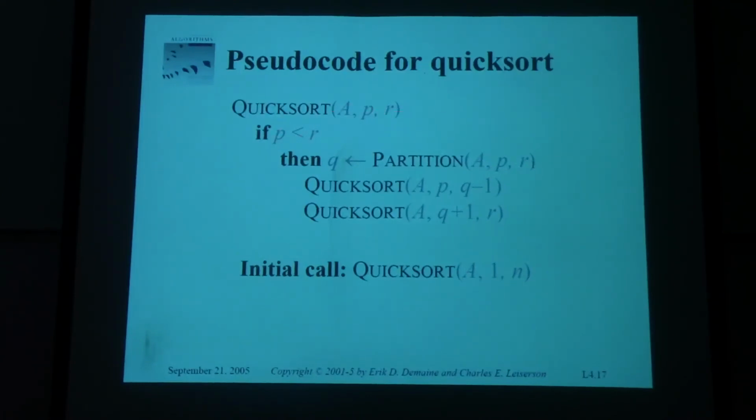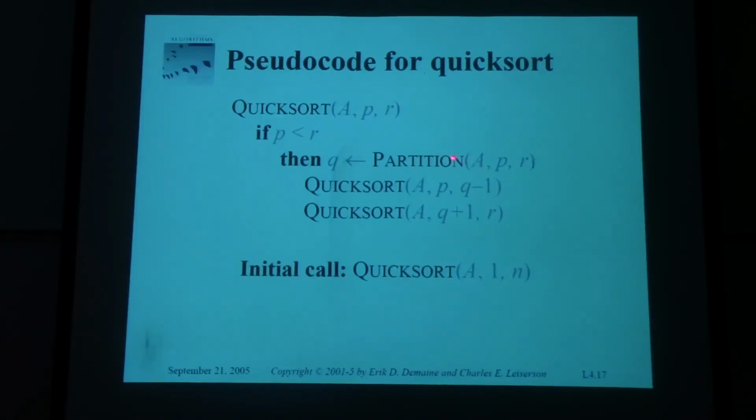The lower limit is less than the upper limit. That means they're at least one away from each other, at least two different elements. So two or more elements. One element for quicksort, you're done. Zero elements, you're done.